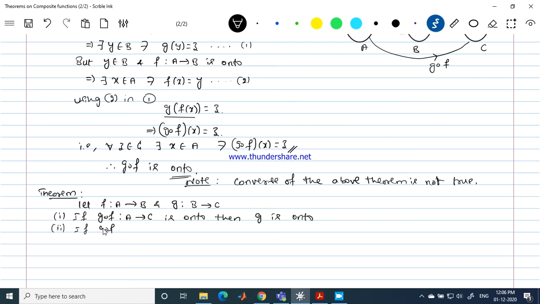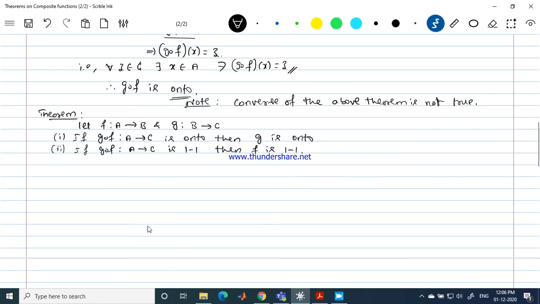If the composition is 1 to 1, then we can say f is 1 to 1, but we can't speak about the function g. That is what this theorem says. Okay, let me prove these two results. So once again, very simple results.